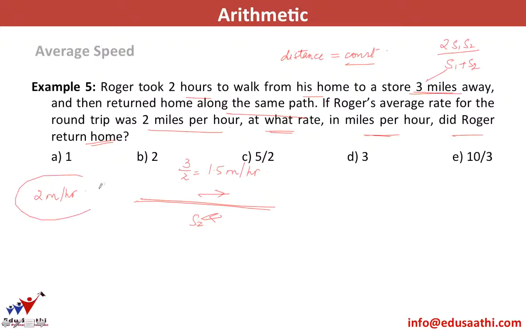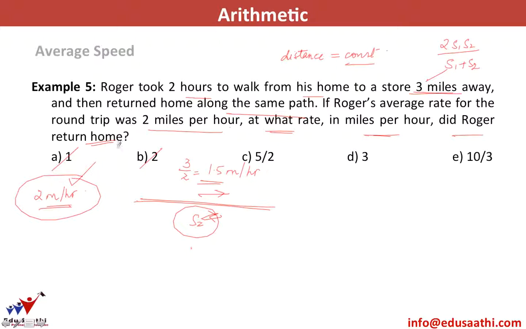So the average is 2 miles per hour. Now if I look at it, my average is always between the highest and the lowest. So the average is greater than 1.5, which means this S2 has to be greater than 2. S2 cannot be equal to 2. So that means this option and this option are anyways eliminated.